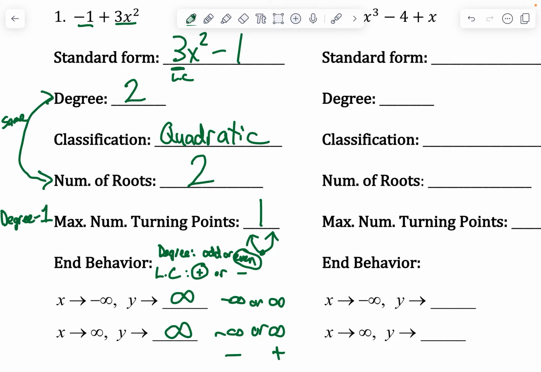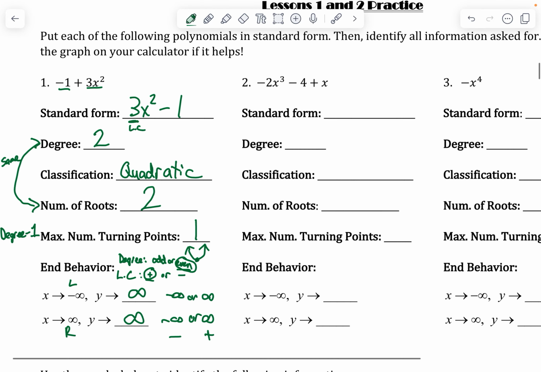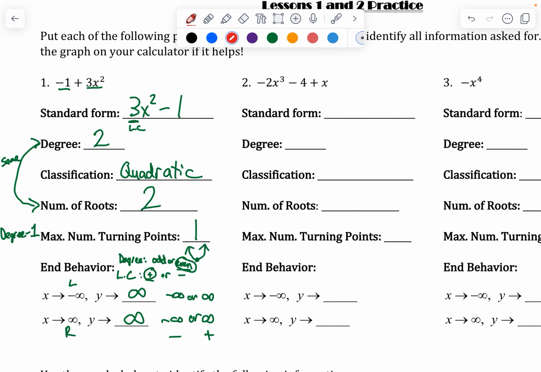I didn't really have to worry about the left and right here, even though I could. As x arrow negative infinity, that means x approaches negative infinity, so the left to the right. Then remember, this is like up and down. All right, where is my graph going? These are both going up because my degree is even, my leading coefficient is positive. Okay, so these are all things that we can identify just from the equation.